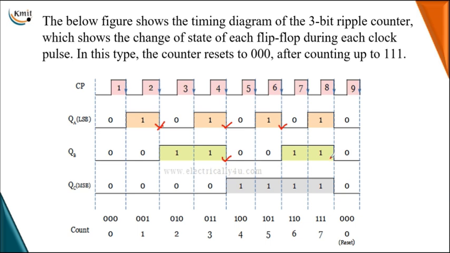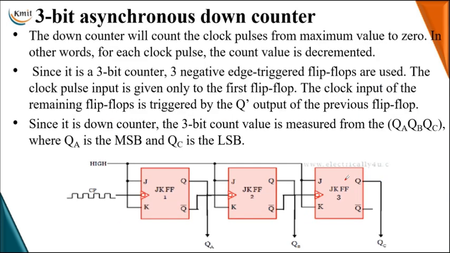And when we come to the next clock pulse, since the flip-flops have all three ones, they will all be reset to the 0 state, and again the sequence of up counting is repeated from the 9th clock pulse to the 16th clock pulse. At the 16th clock pulse, again it comes back to its initial state, which is 000. So this is about our up counting.